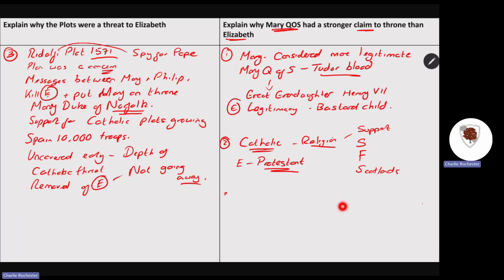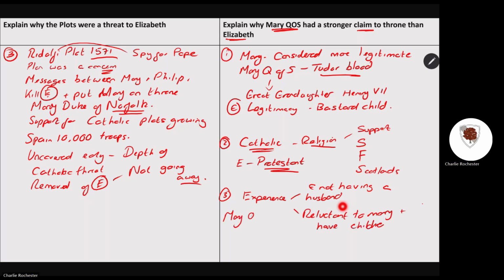And the third reason may well be experience. Now, Elizabeth, you could link back to Elizabeth not having a husband and the fact she was very reluctant to marry and have children. Whereas on the flip side, Mary, Queen of Scots, had a son called James that instantly makes her claim stronger.